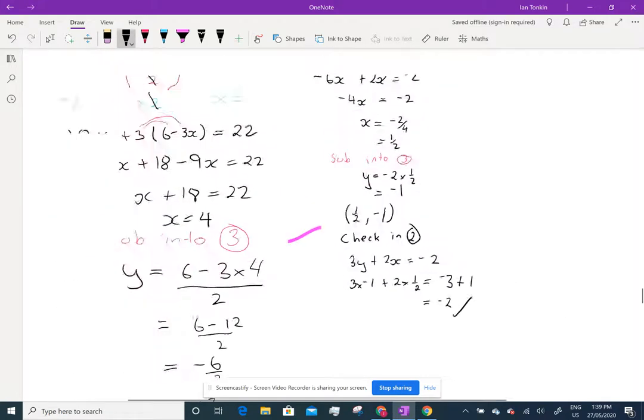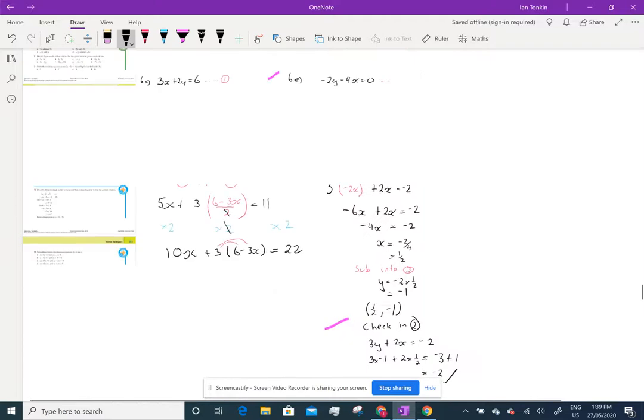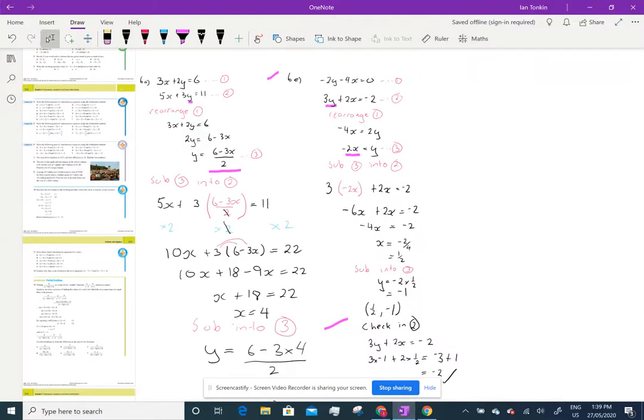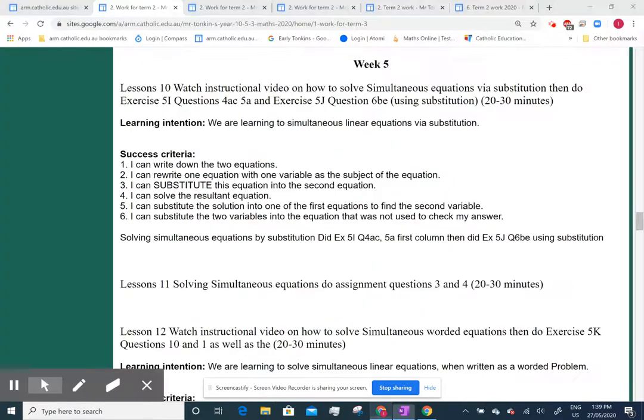All right. Solving simultaneous equations by substitution. Remember, follow the success criteria, the 6 steps, and you should be okay. Good luck.